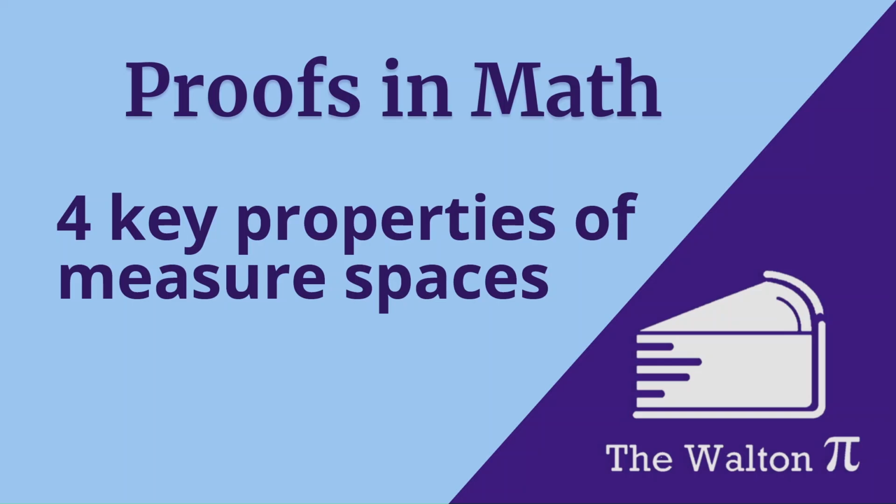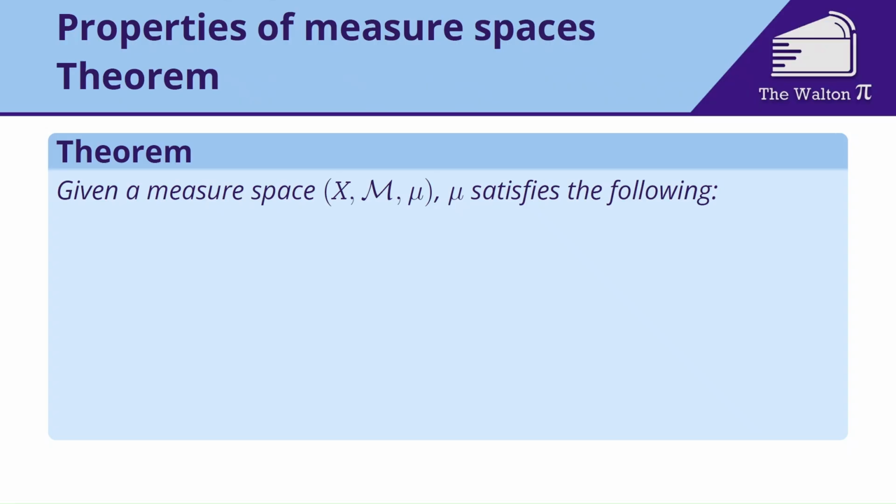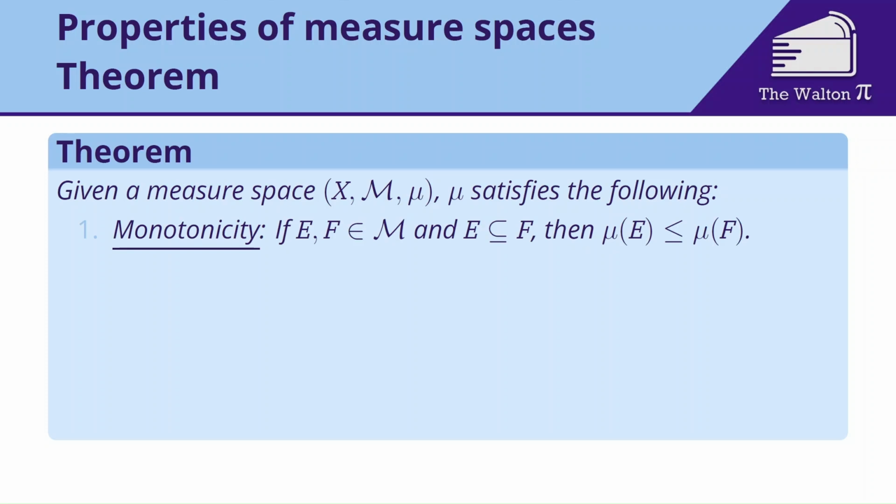Today we're going to be talking about four key properties of measure spaces, specifically of the measures within the measure space. So if we're given a measure space X and mu, mu satisfies the following four properties. First, mu is monotone. That means that if E is a subset of F, and both of those are in our measurable sets, so in our sigma algebra M, then the measure of E is less than or equal to the measure of F.